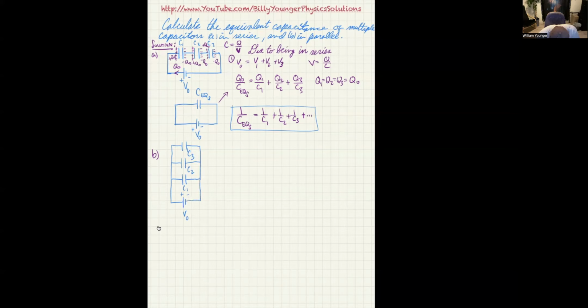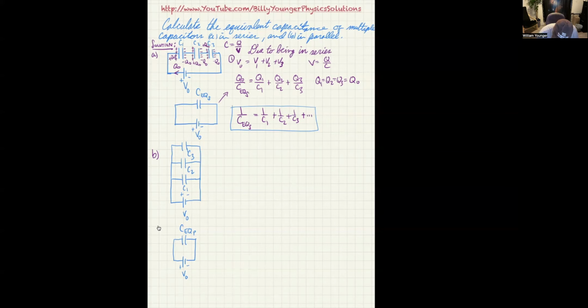But basically, what we have now is a circuit whose equivalent we want to make. And the equivalent, of course, would be V0, positive, negative. One wire goes around to one capacitor, and that capacitor would be C equivalent with a subscript P for parallel. So that's what we're ultimately shooting for, the equivalent circuit, which is that bottom one.